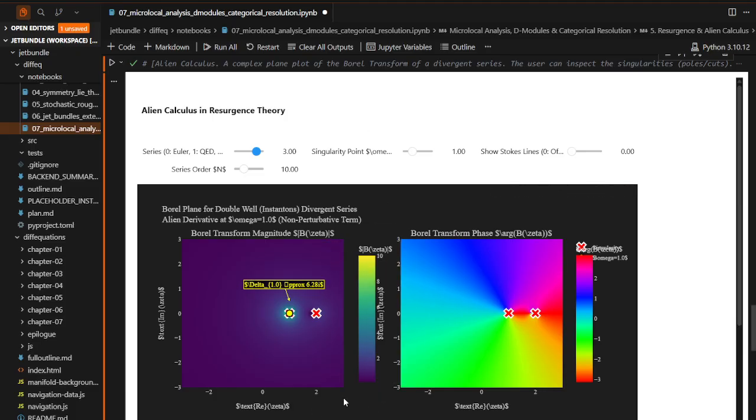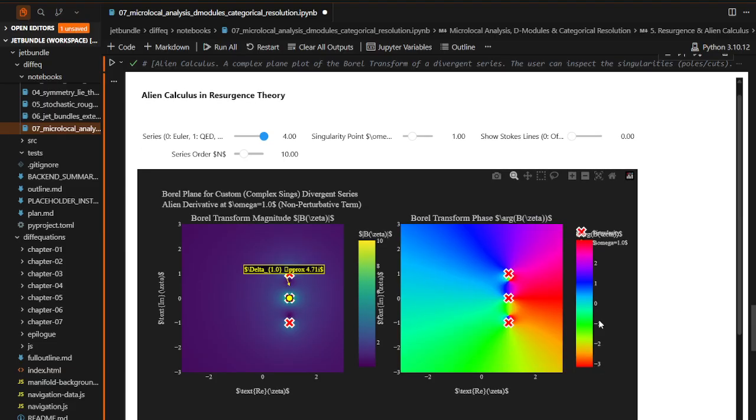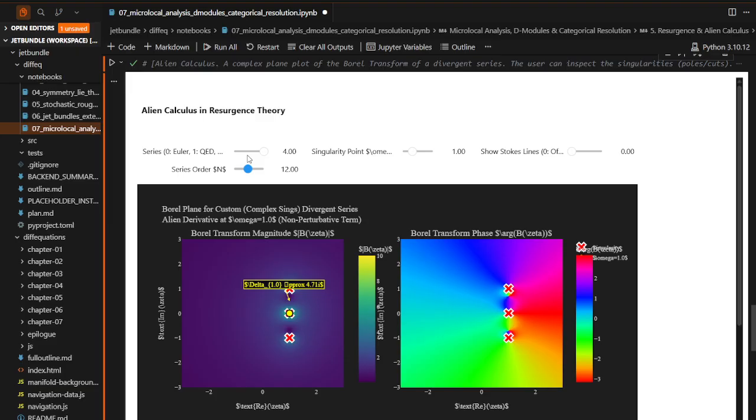And what else was important about this? And here's a custom one. I just put in a random one, and then we can do a Borel transform phase to define the alien derivative. So it's kind of fun, and we can do this for any level at which we truncate the series. Nothing really changes. It's computing.